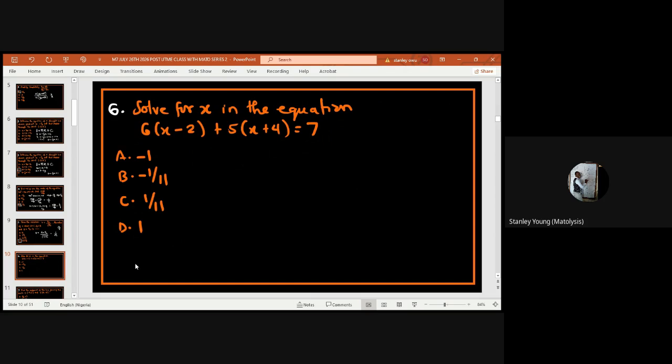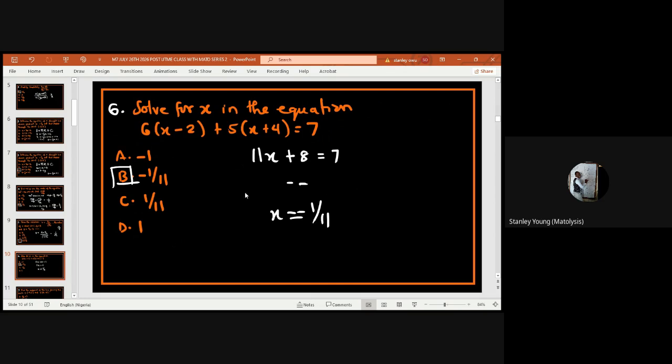This is another straightforward question. We are asked to find x. What do you do? You expand. As an example, I have 6x plus 5x, that's 11x, minus 12 plus 20, that's 8, equals 7. I have 11x equals negative 1, x equals negative 1 over 11. So I would have gone for B straight.